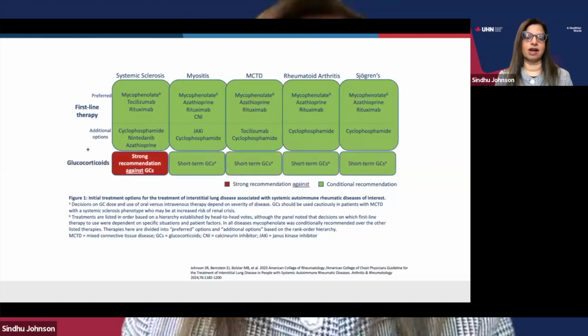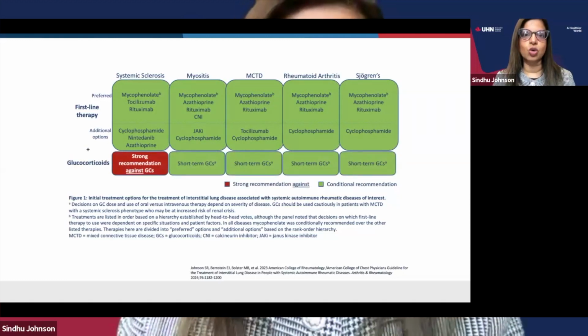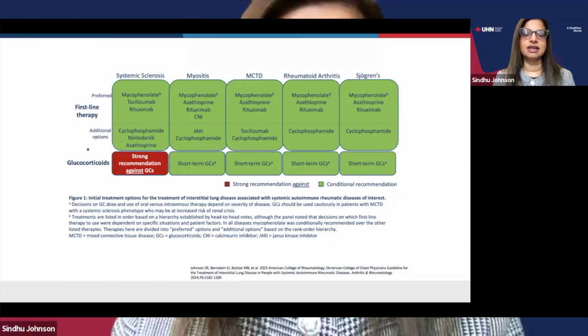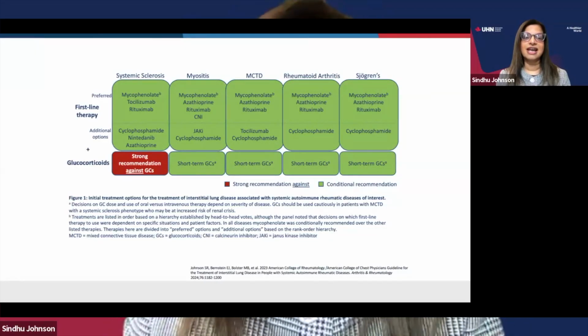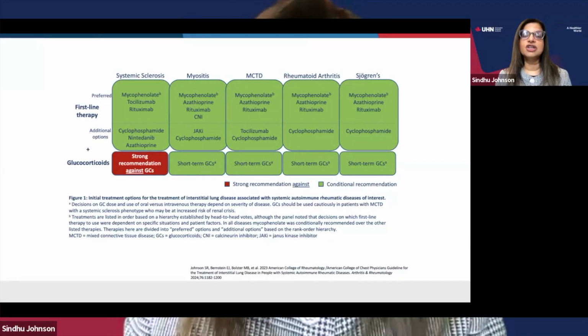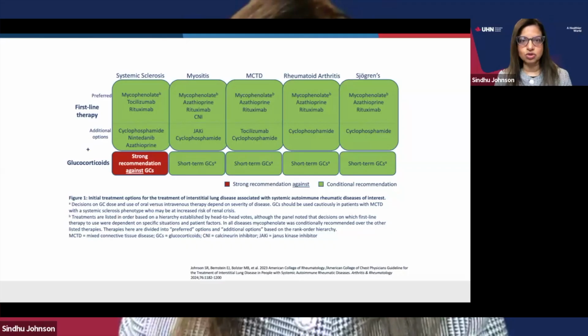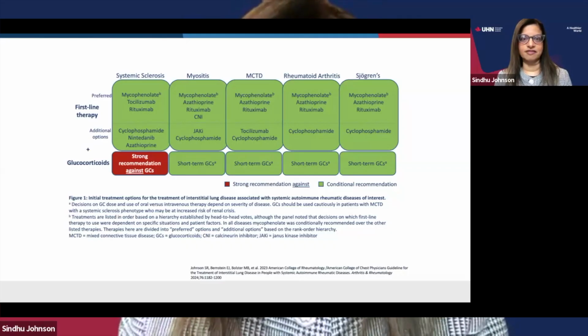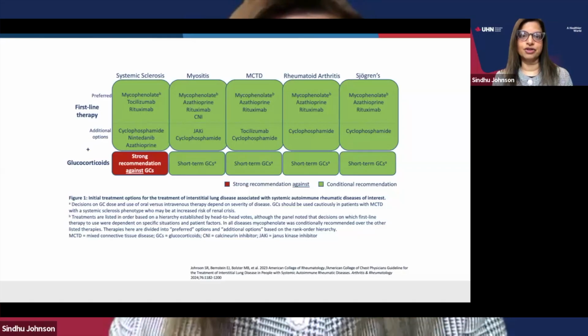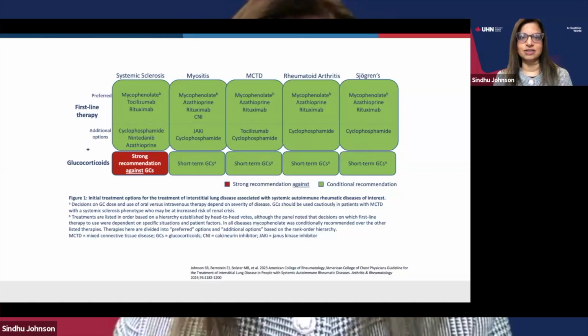There is a strong recommendation against the use of glucocorticoids in people with systemic sclerosis-associated interstitial lung disease, and this is due to the increased risk of inducing a scleroderma renal crisis. Now, while this may be common knowledge to most rheumatologists, many of our pulmonology colleagues are not aware of this, so here is an opportunity for you to educate our colleagues in your consultation notes.